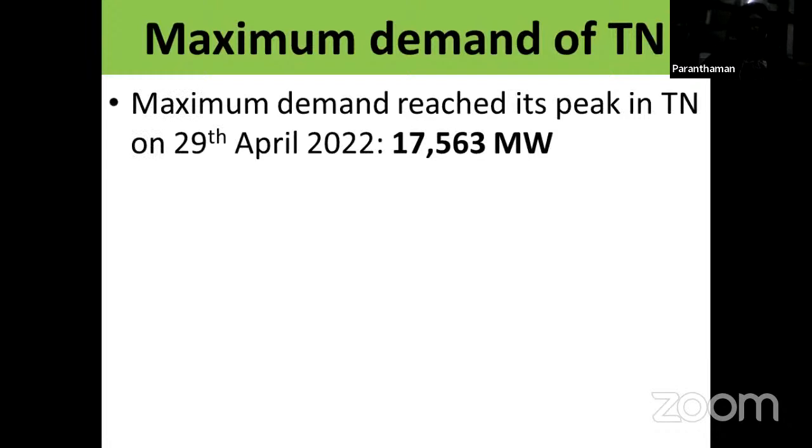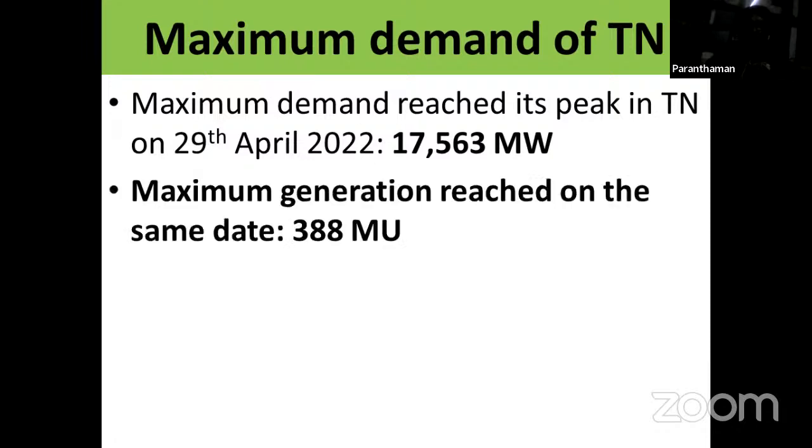This is for additional information. The peak power occurred on 29th of April 2022, 17,563 megawatt. The energy need not be on the same day, but incidentally it has come on the same day. Maximum generation reached on the same day, 388 million units. What 1 unit of North Chennai Thermal Power Station generates is 5.04 million units. What Tamil Nadu consumes is normally more than 320 million units.